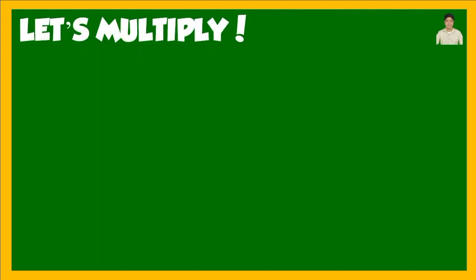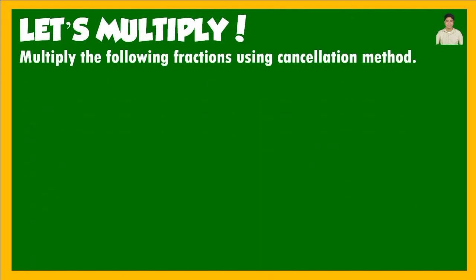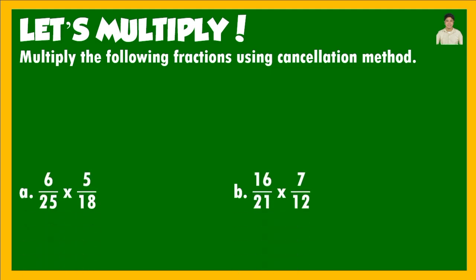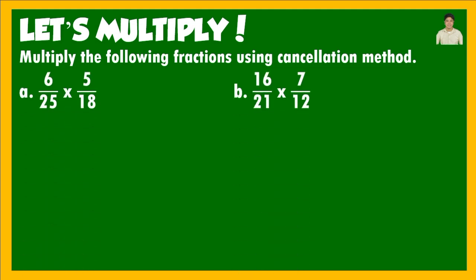So, let's multiply. Multiply the following fractions using cancellation method. So, as I mentioned a while ago, gagamitin po natin yung cancellation method kasi isa siya sa pinakamadaling paraan paano mag-multiply ng fractions. Let us have the given. So, for letter A, we have 6 over 25 times 5 over 18. So, rewrite natin dito ng mas malaki.